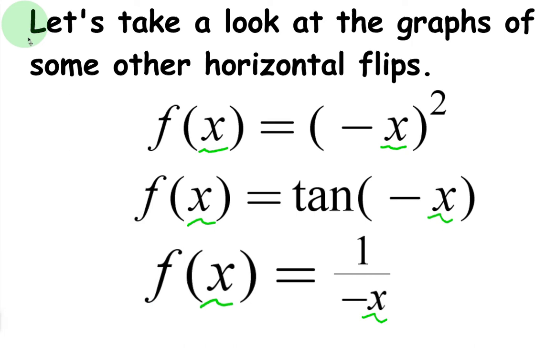Now we're going to take a look at how to chart horizontal flips. Before we do that, I want to look at a few more examples. Let's look at f of x equals negative x squared. We would anticipate the same as before. This is going to flip horizontally.